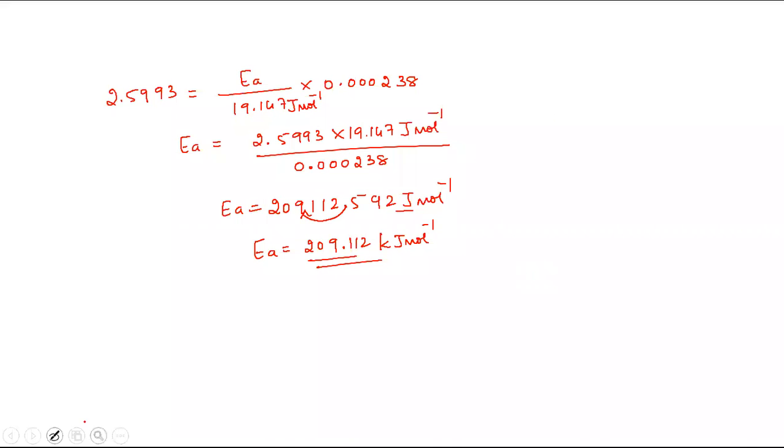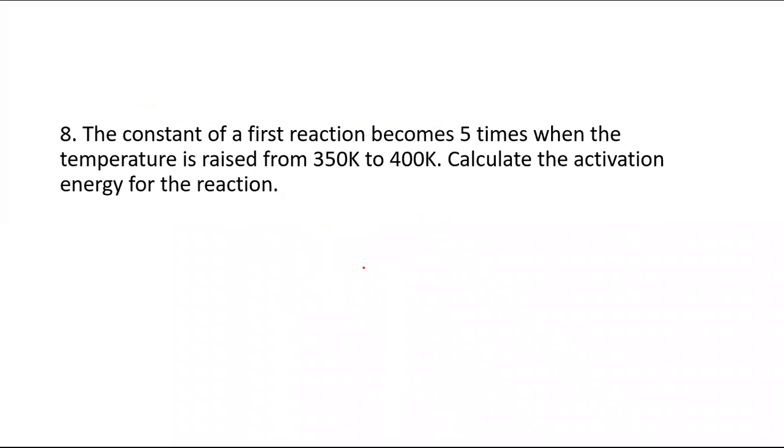Let us move on to the next problem. Okay, here is our next problem. So this is bit different and very shortcut ಇದೆ ಇದು. The constant of a first order reaction becomes 5 times when the temperature is raised from 350 to 400. Only they have mentioned the temperatures. Okay, calculate the activation energy or energy of activation, both are same, for the reaction.